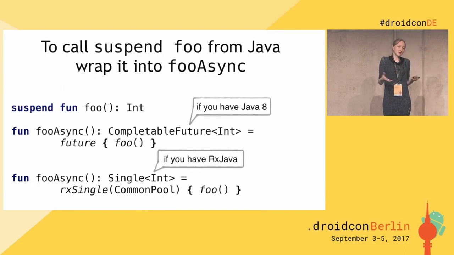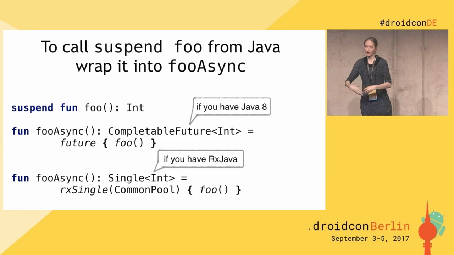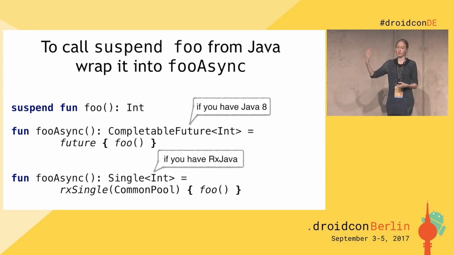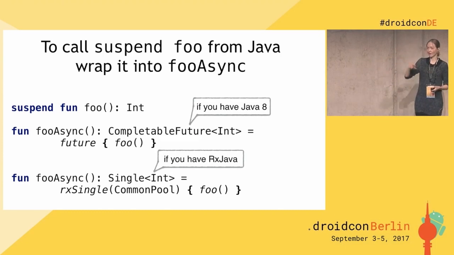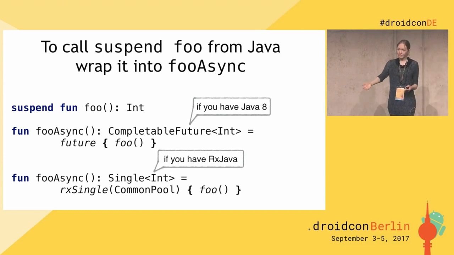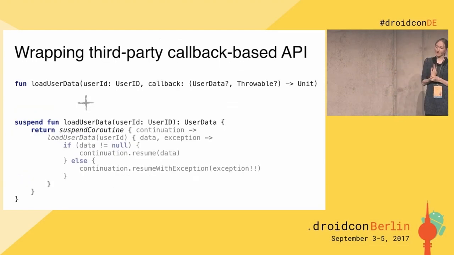However, there is an easy way to interact with Java. If you have your suspend function declared in Kotlin, you can just wrap it into some kind of future or promise or deferred and return it to Java. If you have Java 8, you can wrap it into a CompletableFuture. If you have RxJava, you can wrap it into a Single, and afterwards you can use it from Java in a regular way, working with the CompletableFuture of Java.